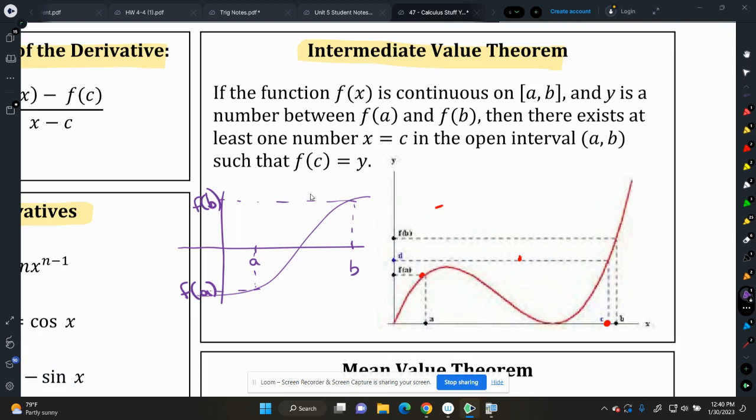What the intermediate value theorem says is that if I have a y value between f of A and f of B, if I have a y value somewhere in here, the intermediate value theorem says there must be an x value between the A and the B that corresponds to the y value between there.